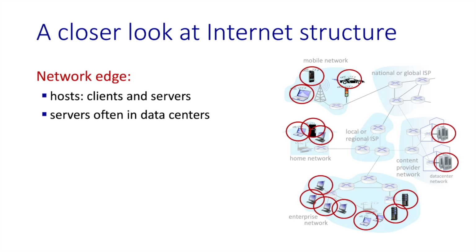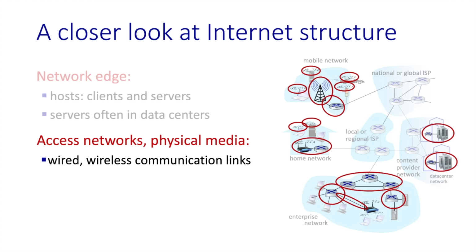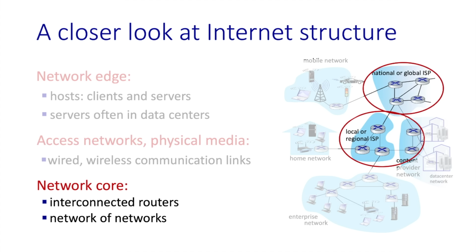In the last section, we also talked just a bit about access networks and physical media, and that's what we're going to focus on here in this section. And we also talked about the network core, the set of routers that are interconnected to form a network, and how these individual administratively scoped networks are interconnected to form an internet. And so that's the big picture context that we're starting with.